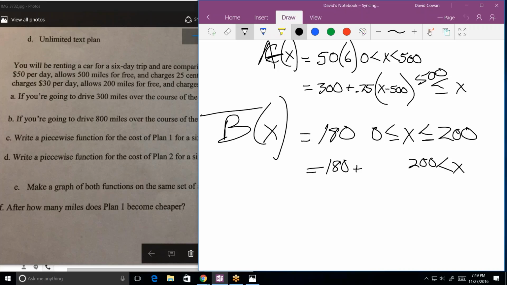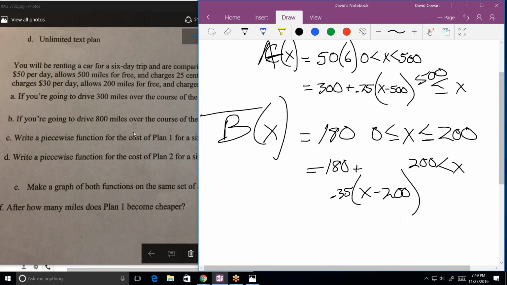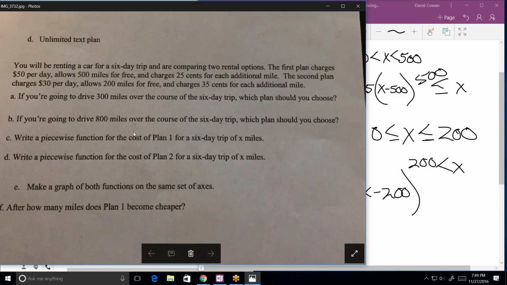180 plus 0.35 times the quantity of x minus 200. There you go. There it is. And now I can kind of see why they did it in the order they did it. In order to answer A and B, you kind of had to use this formula. And so by answering A and B, it helps you come up with C and D.